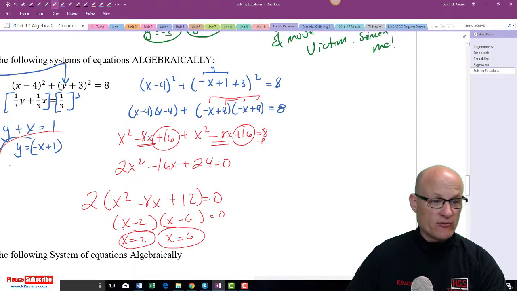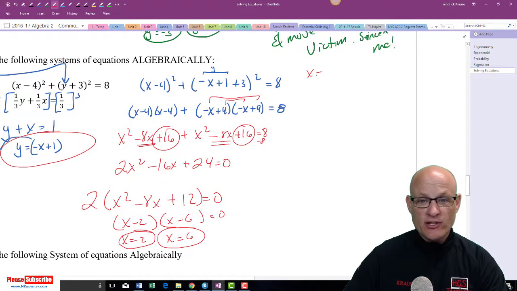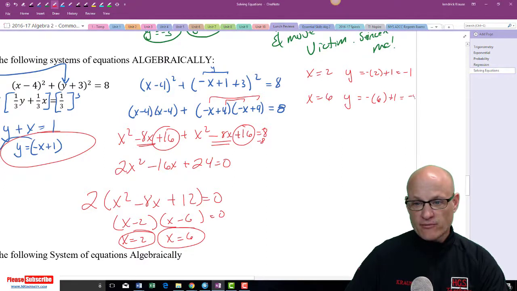I'm going to use this equation for the y values. So when x is equal to 2, y is equal to -2 plus 1. So y is equal to negative 1. And when x is equal to 6, y is equal to negative 6 plus 1, or negative 5. So it looks like my two answers are (2, negative 1) and (6, negative 5).